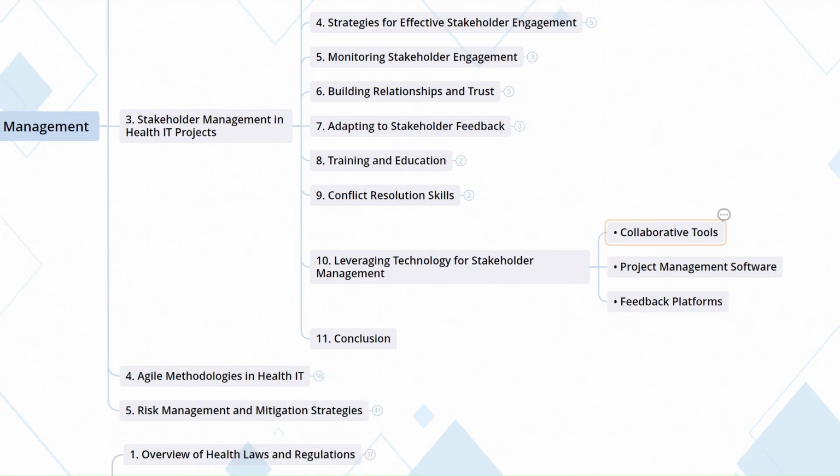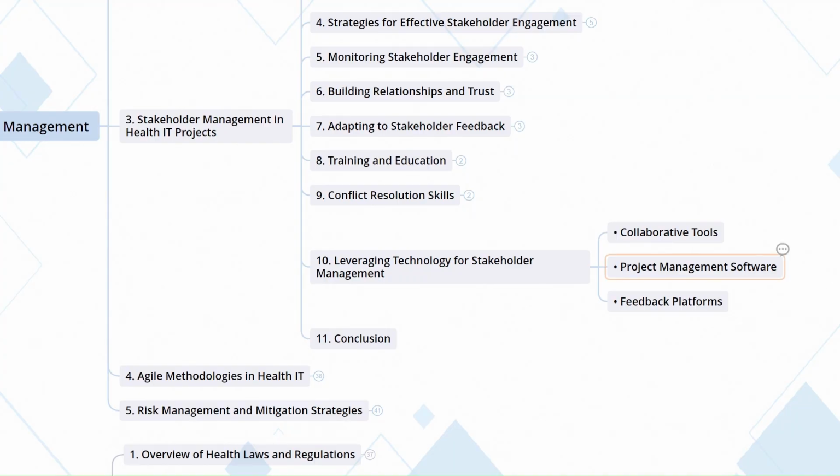Firstly, collaborative tools. Utilizing collaboration platforms such as Microsoft Teams, Slack, or Asana allows stakeholders to communicate effectively and share information in real time, maintaining engagement and collaboration regardless of geographical locations.